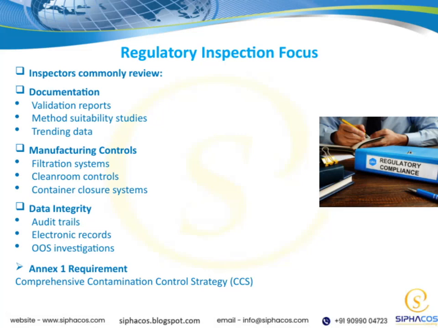When inspectors come through, they focus on a few key areas. First, they look closely at documentation, things like validation reports, method suitability studies, and trending data. Then, they turn to manufacturing controls, checking filtration systems, cleanroom environments, and container closure systems. Data integrity is another big one. Audit trails, electronic records, and investigations into out-of-spec results all get scrutiny. Finally, they expect a solid contamination control strategy, as outlined in Annex 1. This comprehensive approach keeps everything safe and compliant.